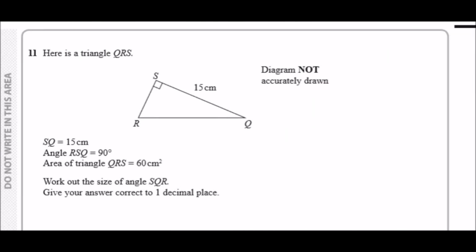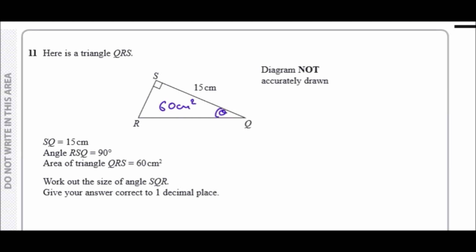Right, question 11. Here is a triangle QRS. We're given a length of 15, an angle of 90 degrees, which is here, a right angle, and the area of the triangle is 60 centimeters squared. So let me write 60 centimeters squared inside. Work out the size of angle SQR. This angle here, I'm going to call it theta. Give your answers correct to 1 decimal place.